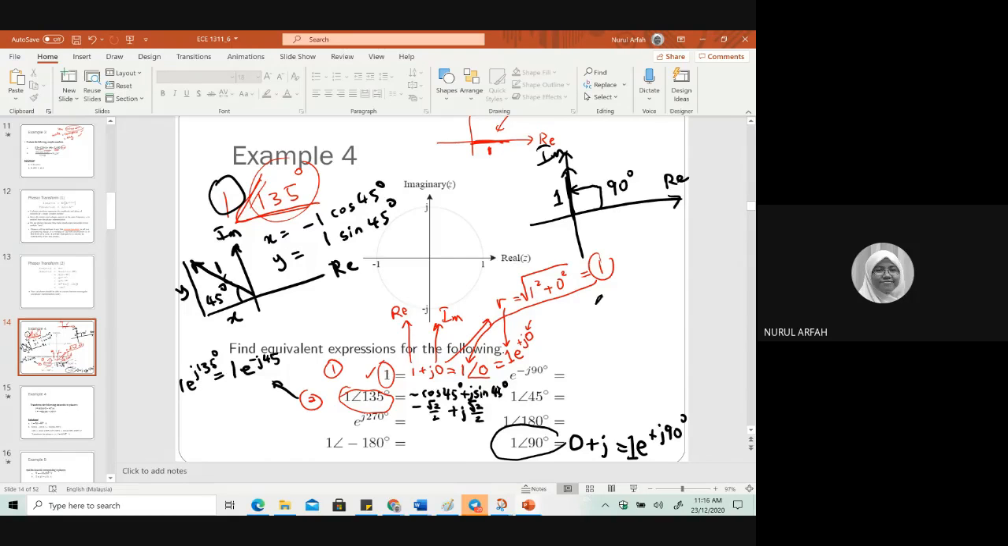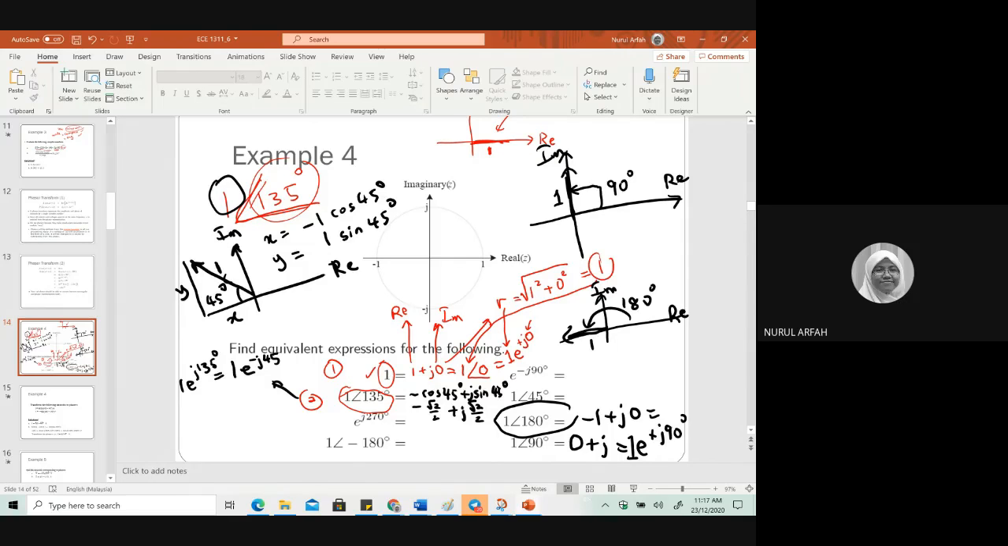Oh, okay. Maybe we have another one. One with 180 degree. In rectangular form, what is this equal to? Negative 1. Plus what? J0. Yes, because our axis is at this side, right? 1 with 180 degree. This is real, this is imaginary. So you have negative 1 plus J0.